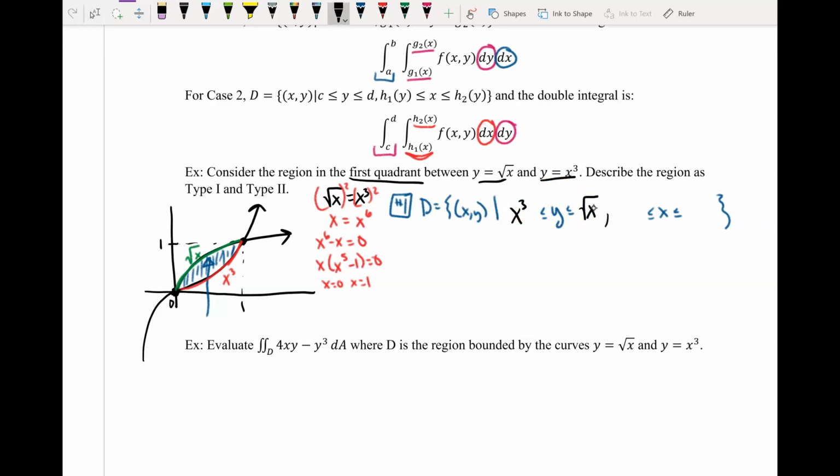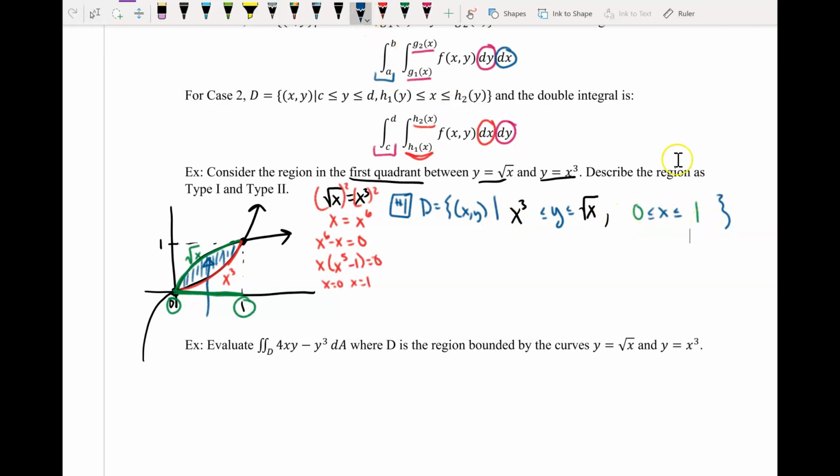Now, what about my x value? So since I took care of those, this is where I'm going to look at my x values now. So here's my x values. And what exactly is the region where these guys intersect? So you can see that this is going to be from x equals 0 to x equals 1. So my x values are going to go from 0 to 1. So when I set up my integral, whatever my function is, my inner integral is going to go from x cubed to square root of x. And then my outer integral is going to go from 0 to 1.